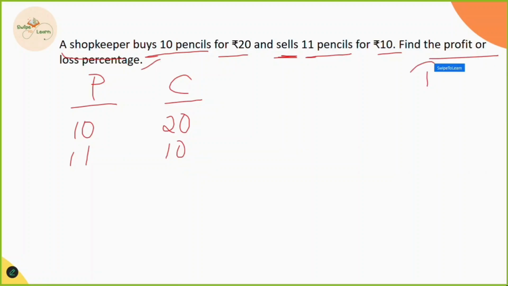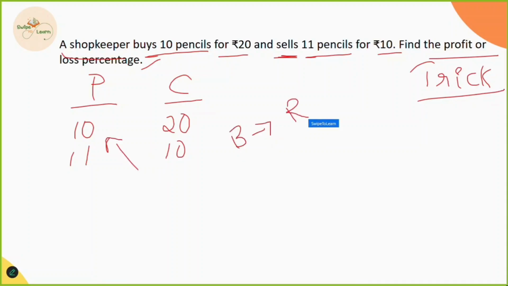Okay. For this problem, we'll solve using a trick. So the trick is simply cross multiply. But that cross multiplication is from bottom to top left, sorry, and from here to here. That means bottom left to top right.